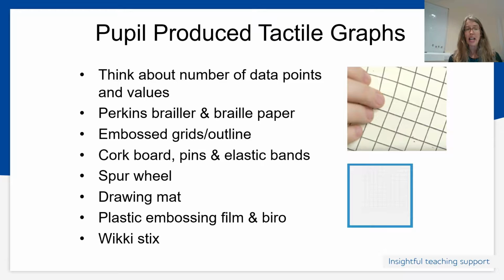In both cases, when they're plotting the points on the graph, if we're doing line graphs, you're looking at pinning this to a corkboard and using pins and elastic bands to plot. A spur wheel is very useful for making any lines permanent. Drawing mats and plastic embossing film I'll also be talking about later on, as will I touch upon using wiki sticks too. So just really this slide is outlining the sort of equipment you're going to need to do this.